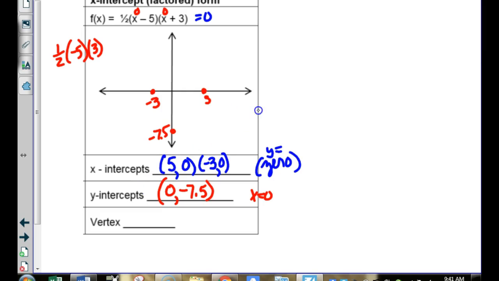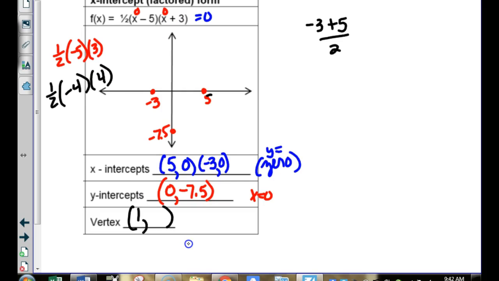Okay, that would be an easy way in my mind. Yep. -3 plus 5, that was a 5, right? I can't read my own writing. 2 divided by 2 is 1 again. So the vertex is at 1 something. How do I find the y coordinate? Yes, plug the 1 back in. So 1/2 of 1 minus 5 and 1 plus 3. -8, anybody? So just a little bit below our y-intercept was where it had a vertex.